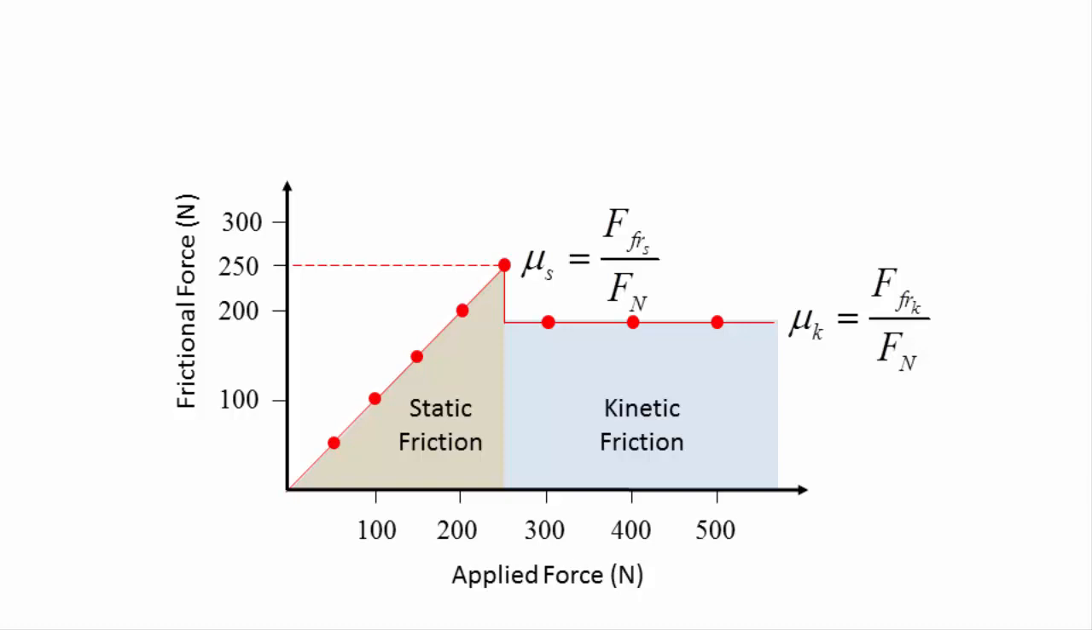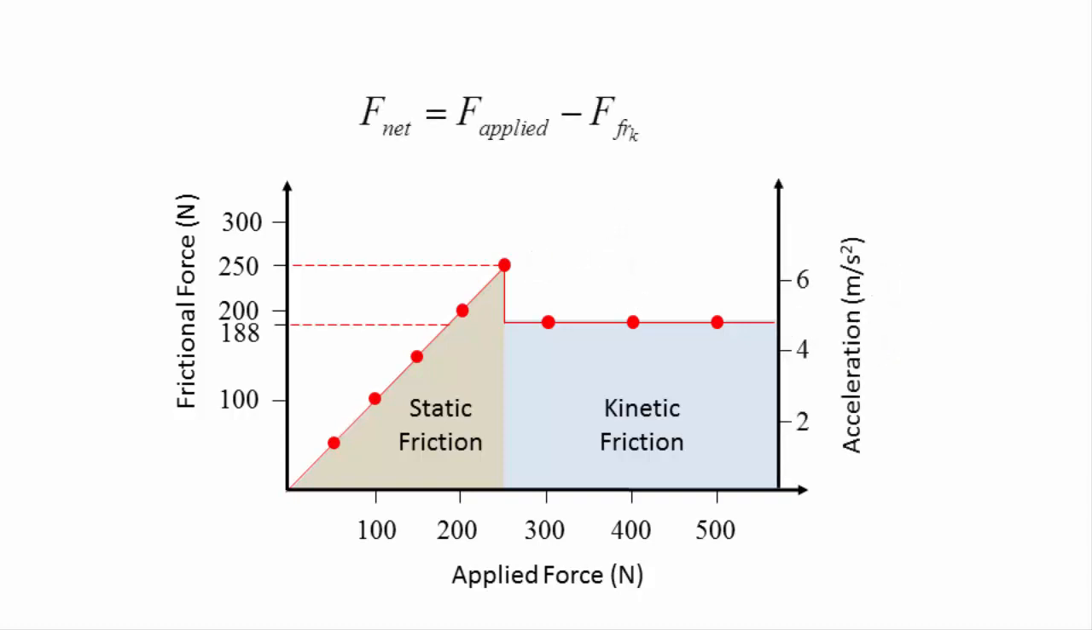In this example, the kinetic friction force is reduced to 188 newtons. So what is the coefficient of kinetic friction? Remember that the box has a mass of 50 kilograms. Once the applied force exceeds the maximum static frictional force, the object will begin to accelerate with the net force being equal to the difference between the applied force and the kinetic frictional force.